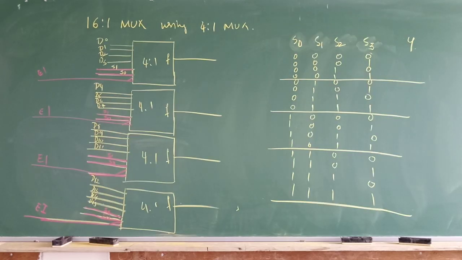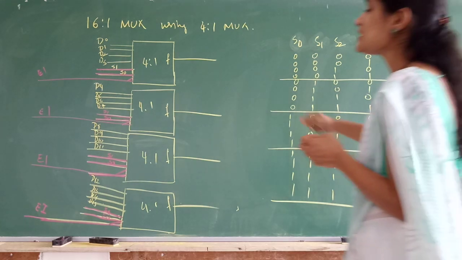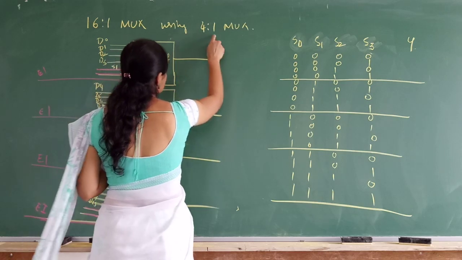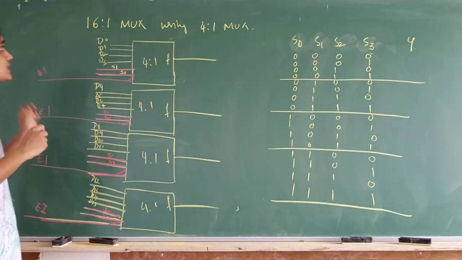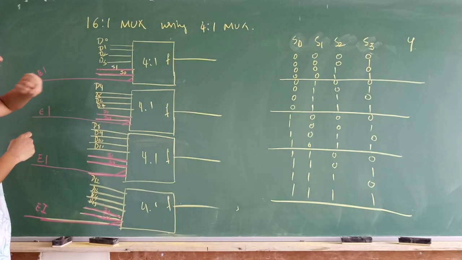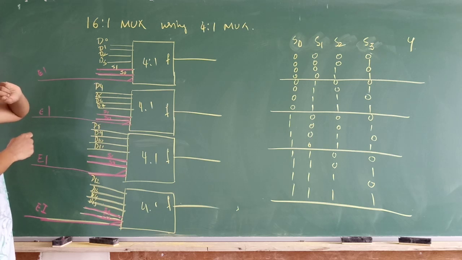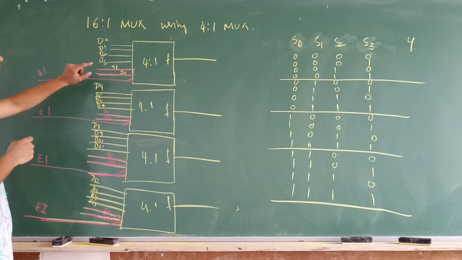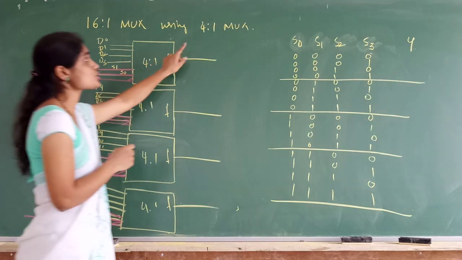Okay. So next topic is configure 16:1 mux using 4:1 mux. 16:1 mux. How many input lines? 16 input lines. 16:1 mux has to be configured using 4:1 mux.